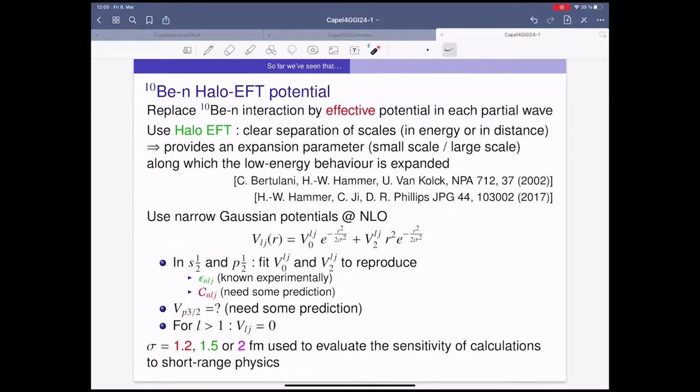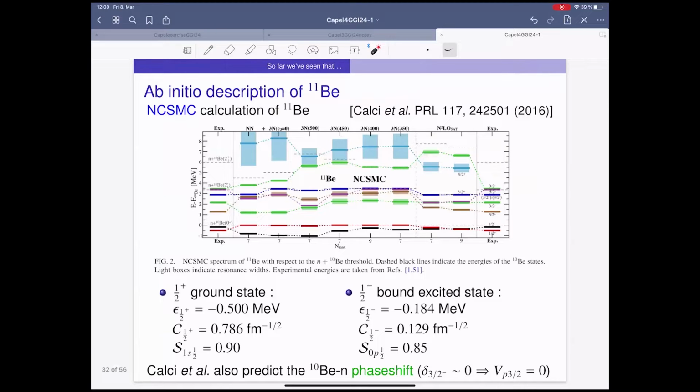So we need predictions. Fine, very good. So Antonio Calci and collaborators, that's the group of Navratil at TRIUMF and Robert Roth in Darmstadt, did a no-core shell model calculation with continuum. Shell model, I think you know what that means. No-core means that there is no core, so it's an A-body calculation. And with continuum means that they account for the loosely bound nature of beryllium-11. So it's a very complicated calculation, and this is one of the results of that paper.